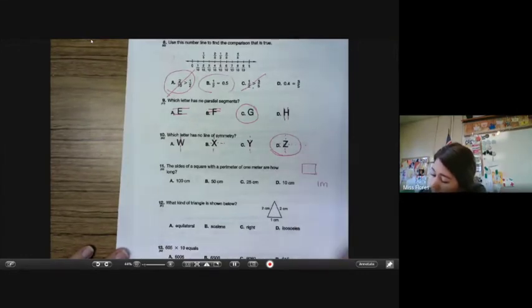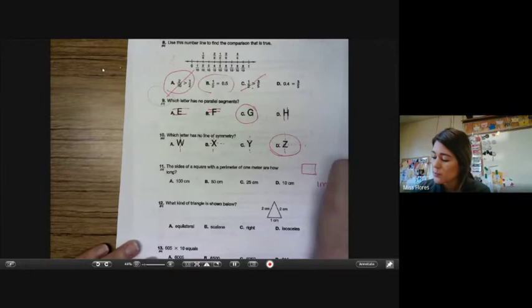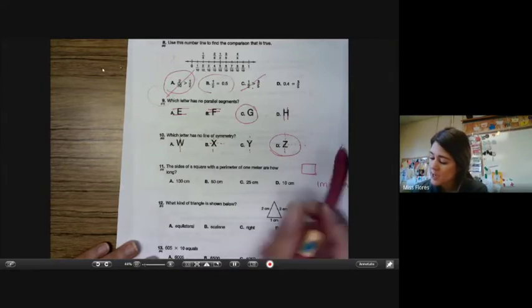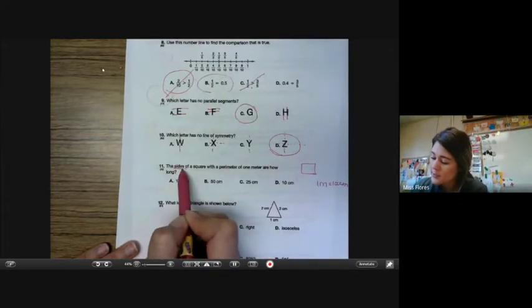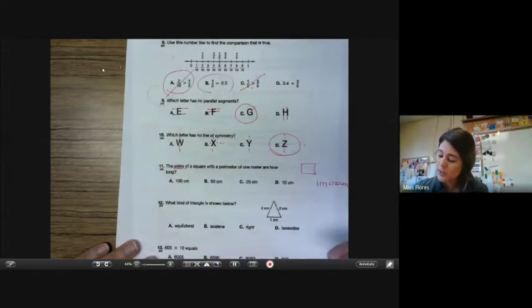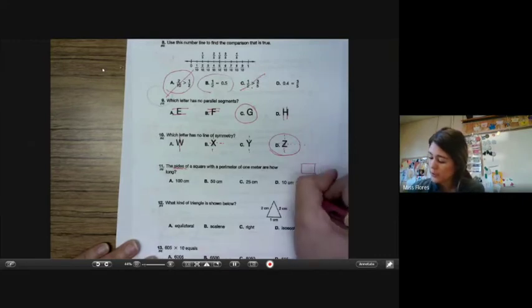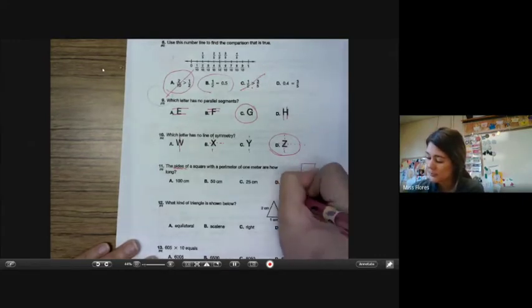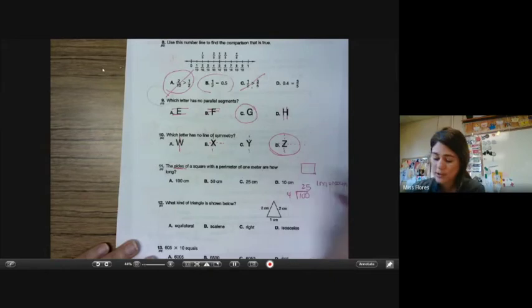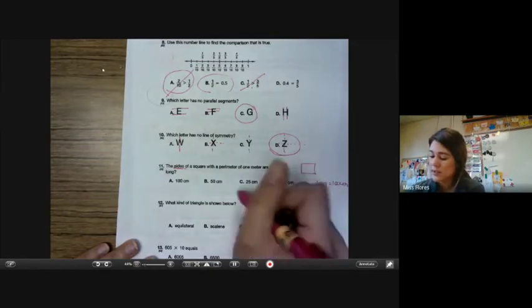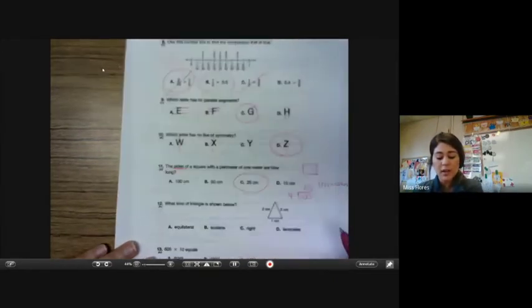So we need to find out 1 meter equals how many centimeters? All right, so 1 meter equals 100 centimeters. So if the perimeter, that means the whole thing equaled 100 centimeters. So it's asking about the sides, how long each side is. So that means we need to divide 100 by 4, and we get 25. So the answer is C.